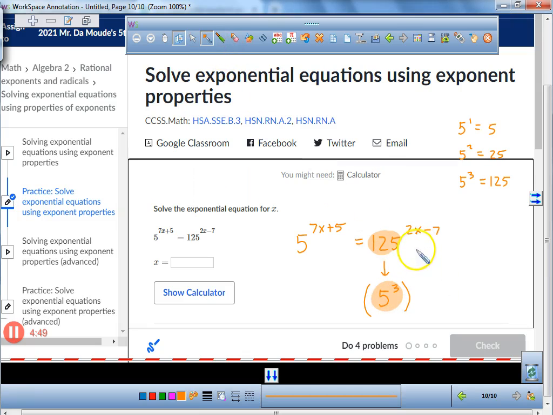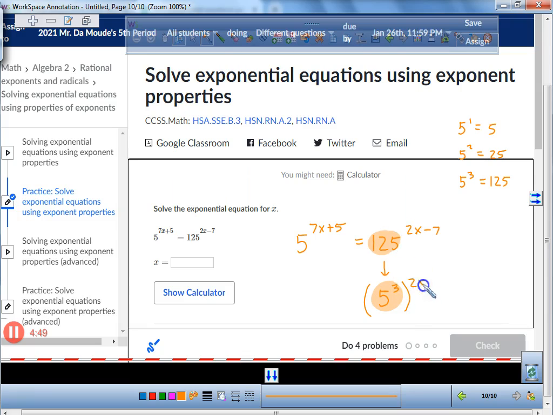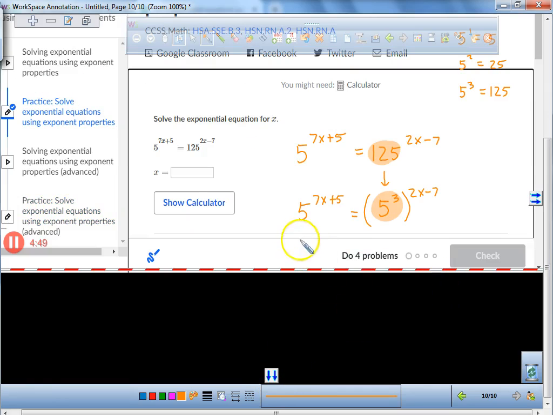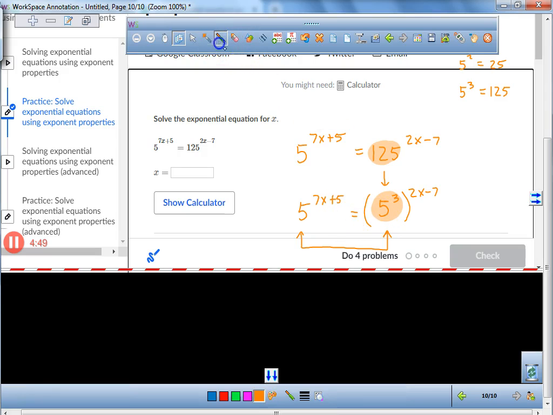Now, what do I bring down? What do you think I bring down right here? That 2x minus 7. And I just bring down my original expression over here. There we go. Does everybody see now? We have the same what? Same base. What are we working in? Base 5.